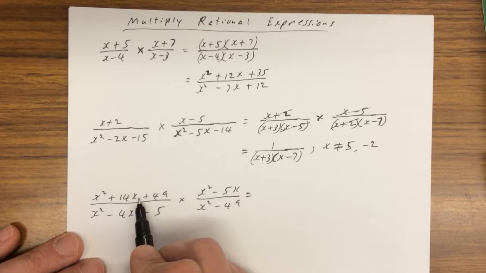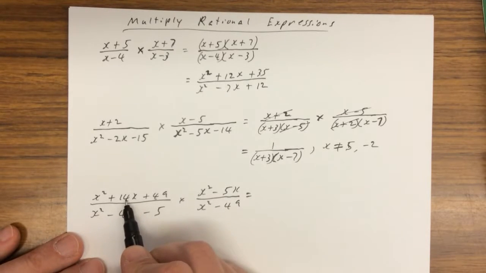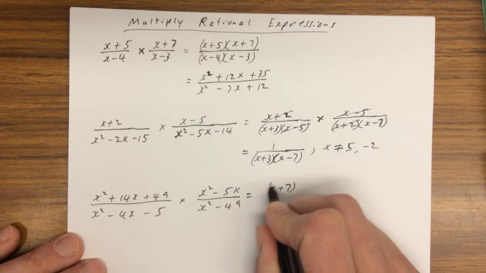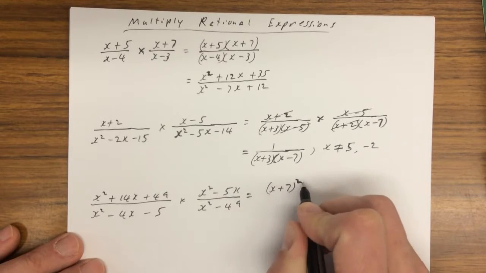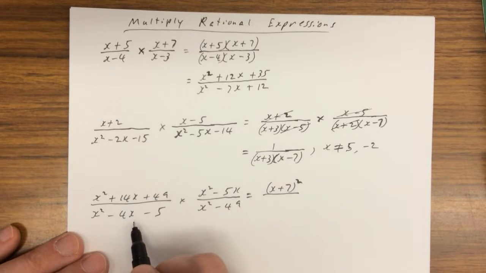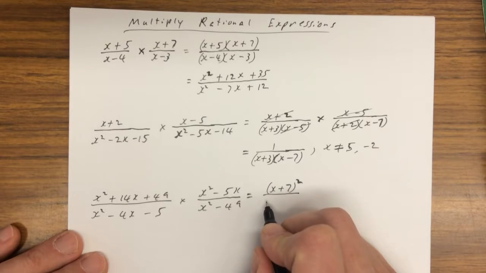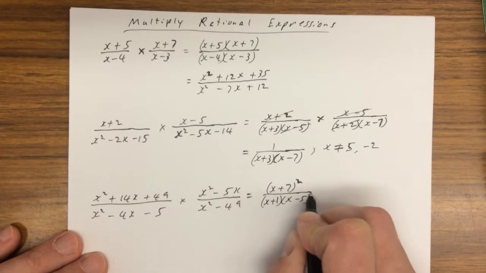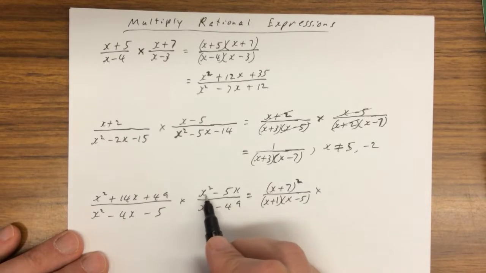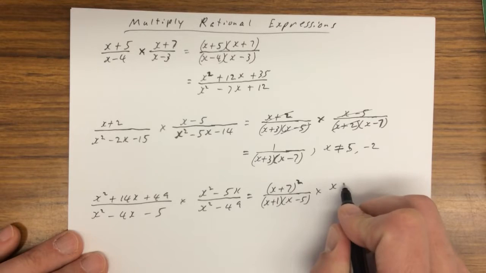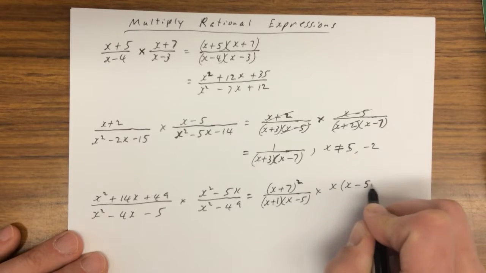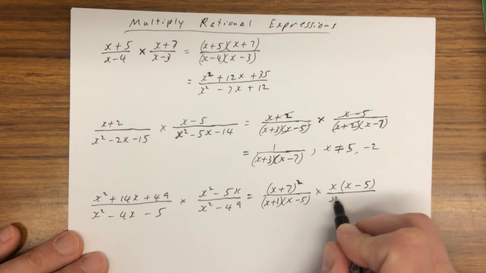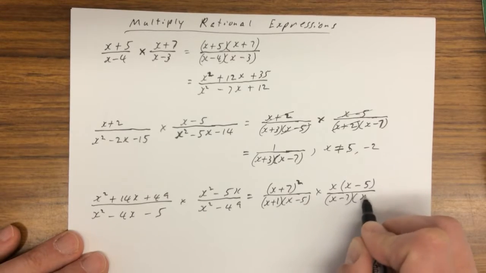So this one, this is a perfect square. Half of 14 squared is 49. So x plus 7 squared. And the bottom factors to x plus 1, x minus 5. Okay. And this one, a common factor of x can be taken out. So x times x minus 5. And the bottom is a difference of squares. So it's x minus 7, x plus 7.